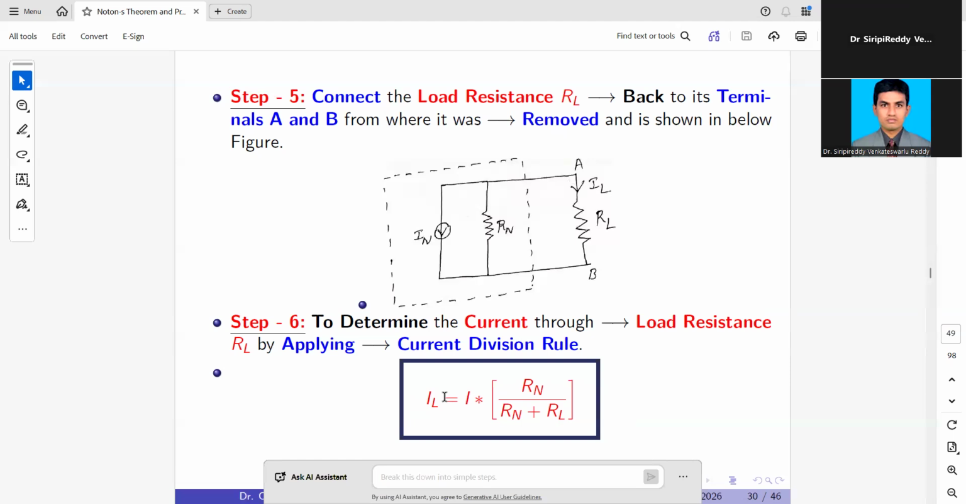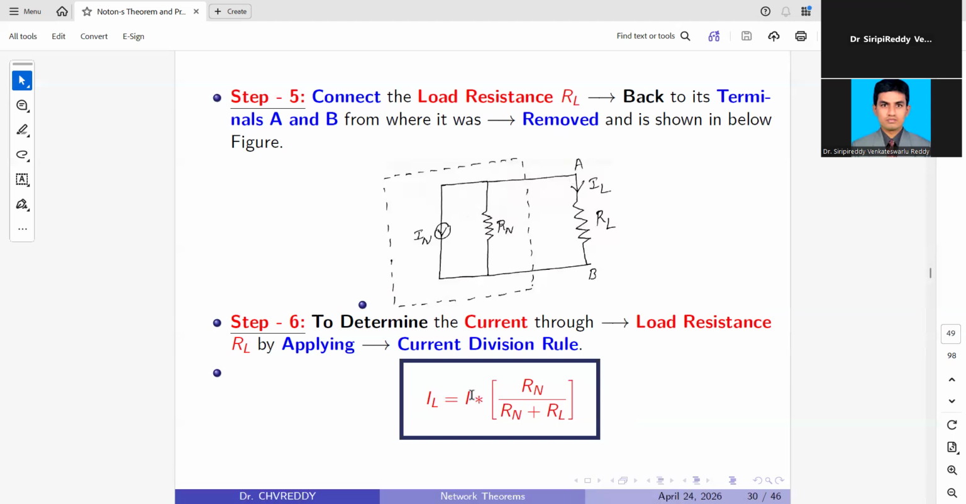That is IL equal to the total current IN into the opposite resistance Rn divided by Rn plus RL. This is the load current. So now we know the load current, as well as the given load resistance. Once we know these, we can obtain the voltage drop here.